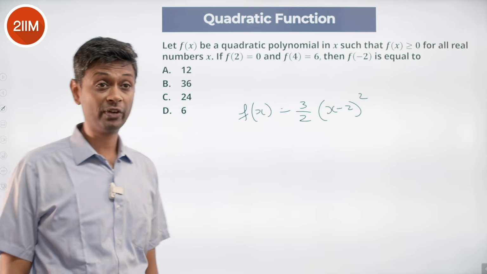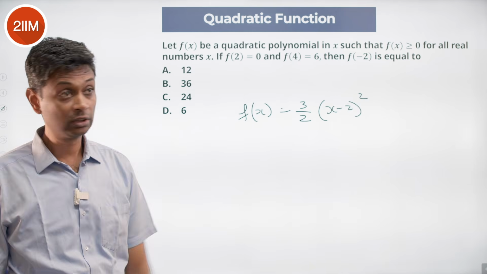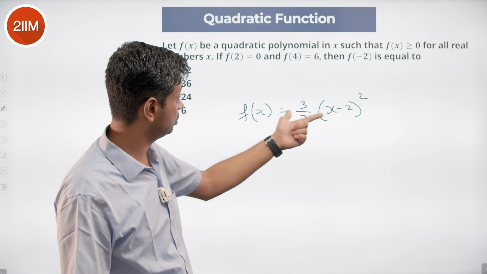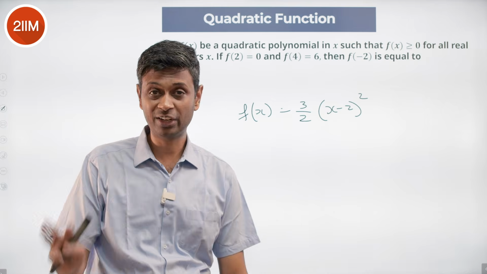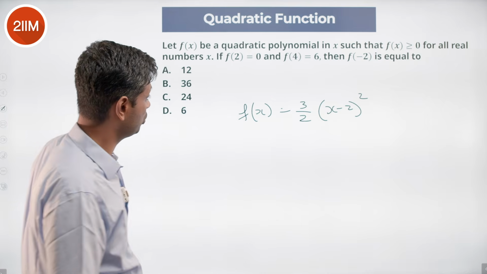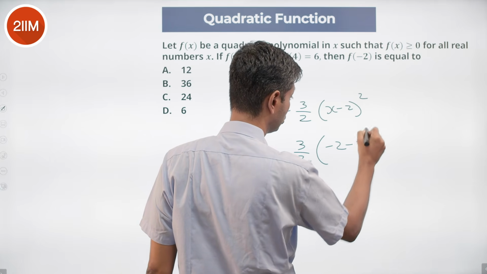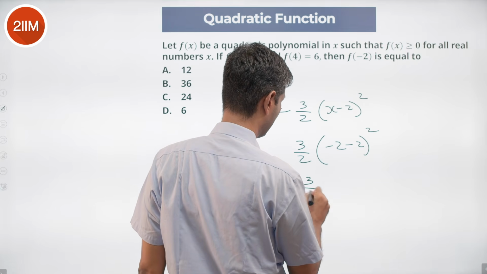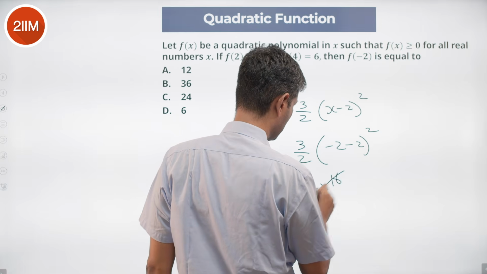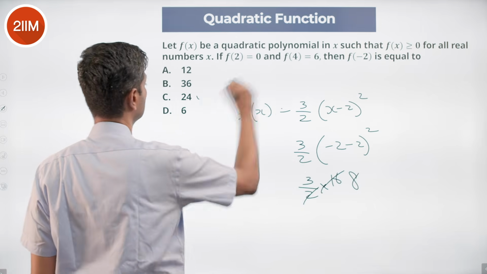This will have f of x greater than or equal to 0 for all real values. This will have f of 2 equal to 0. This will have f of 4 equal to 6. Everything gets satisfied. f of minus 2 is 3 by 2 times (minus 2 minus 2) whole square, which is minus 4 square, 3 by 2 into 16, 3 into 8, 24.